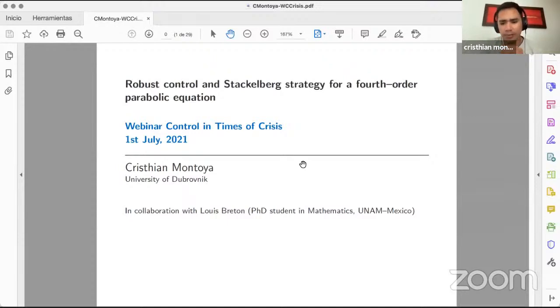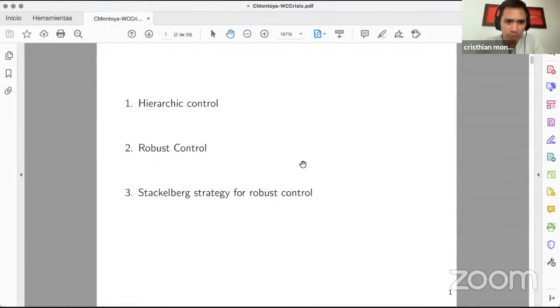Okay, the main idea in this talk is to present a new or recent concept in control theory using the notions of hierarchical control and robust control, for a specific fourth-order parabolic equation called Kuramoto-Sivashinsky, with theoretical results and numerical examples. So the first one, we study the hierarchical control definition.